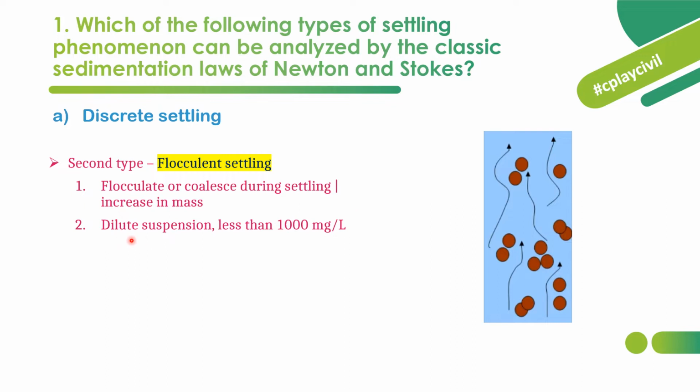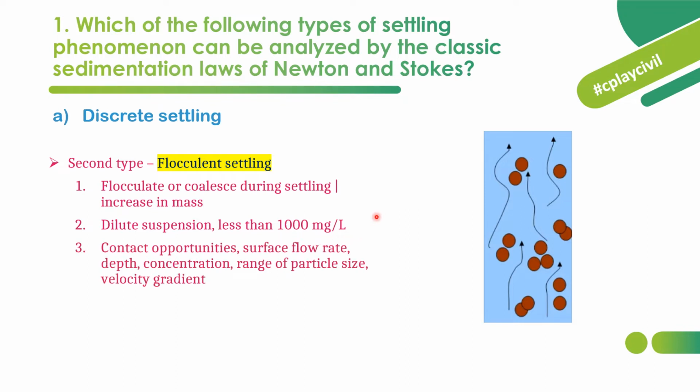Now here we have this condition: the suspension should be dilute and the concentration should be less than 1000 milligram per liter. The next points are contact opportunities and surface flow rate. These are the factors that will affect flocculent settling. One is contact opportunities, how far a particle can contact another particle so that it can create floc. And surface flow rate directly affects the settling velocity. We shall see more about surface flow rate and settling velocity in the upcoming questions.